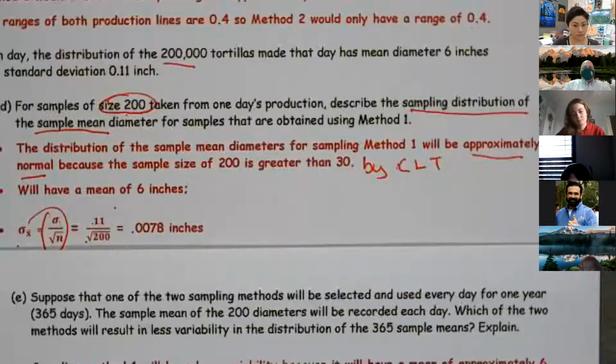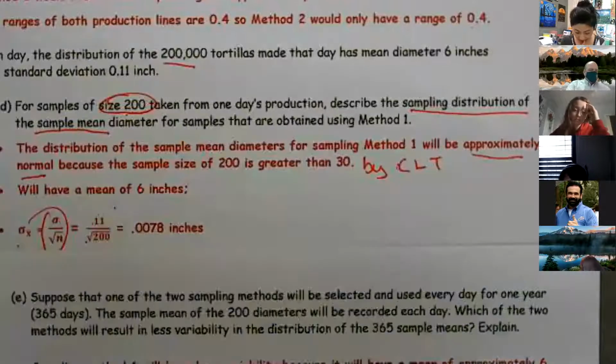Suppose that one of the two sampling methods will be selected and used every day for 1 year, or 365 days. The sample mean of the 200 diameters will be recorded each day. Which of the two methods will result in less variability in the distribution of the 365 sample means? Please explain. Well, let's think about this for a moment.